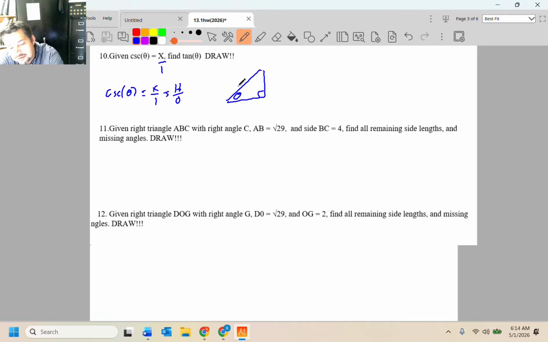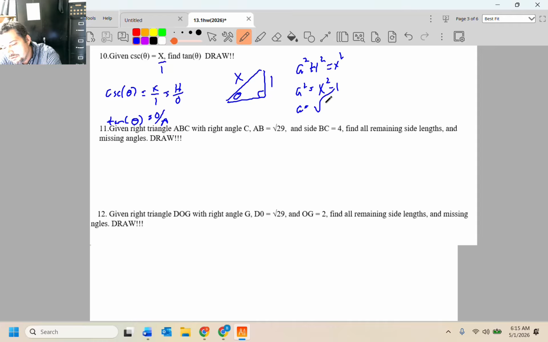Just put theta there. The hypotenuse is x, and the opposite side is 1. And we're supposed to find the tangent ratio. The tangent ratio requires that I know opposite and adjacent, and I don't have the adjacent side, so I'm going to find it. I'm going to call it a. A squared plus 1 squared is x squared. A squared is then x squared minus 1 squared, the 1 squared being 1.